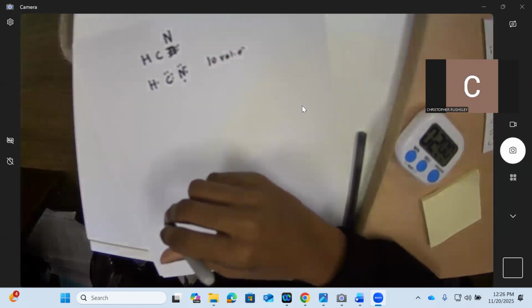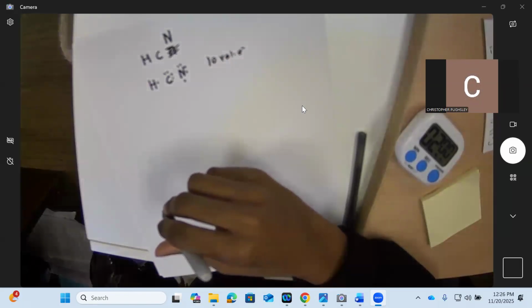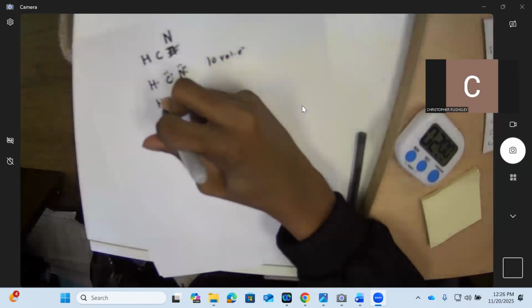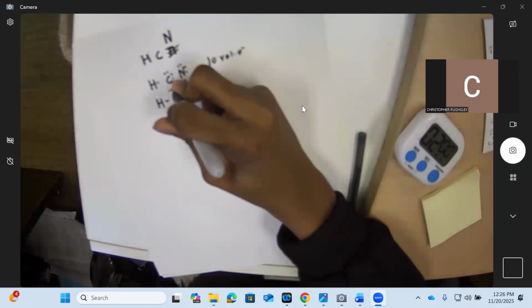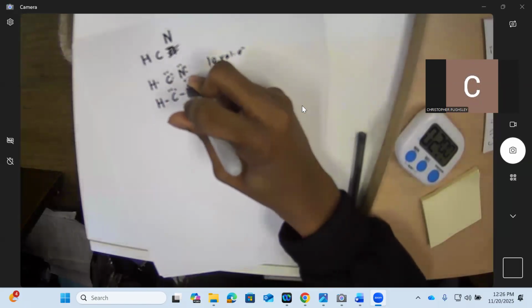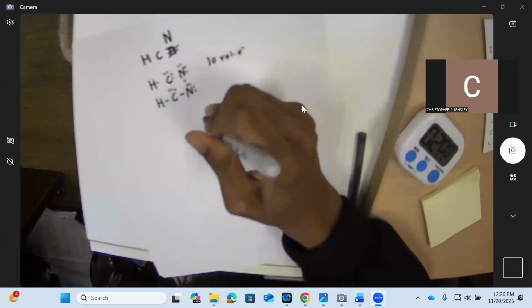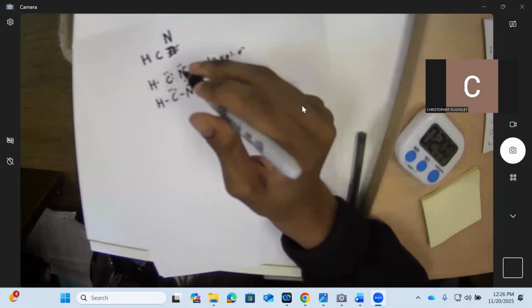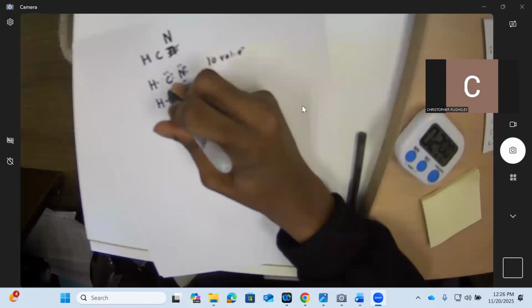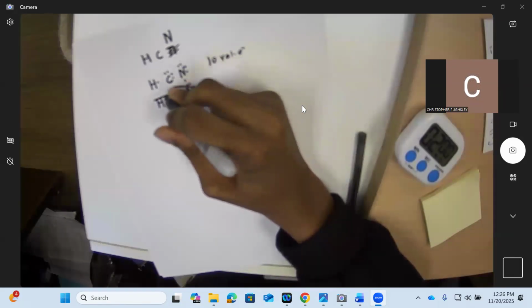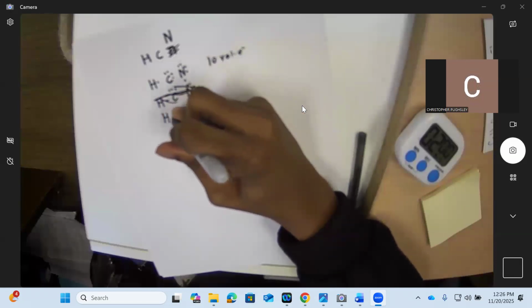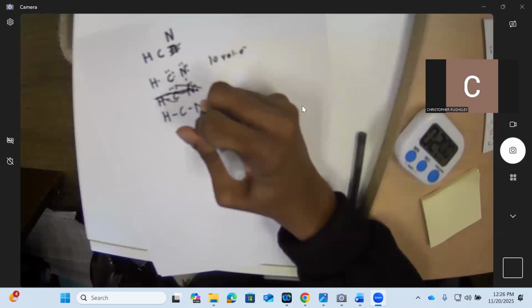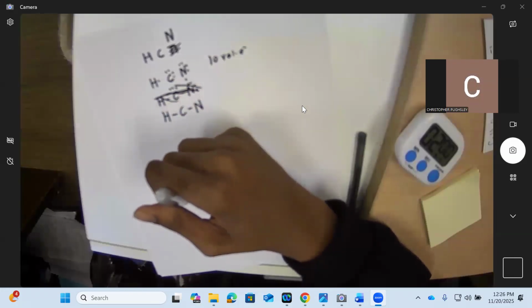Now we're going to do just H dash C dash N. We're going to try it with single bonds. All right, hold up. Before you do all that, you're taking too many steps, so cross that whole thing out. H dash C dash N again. Now onto the side, write 10.